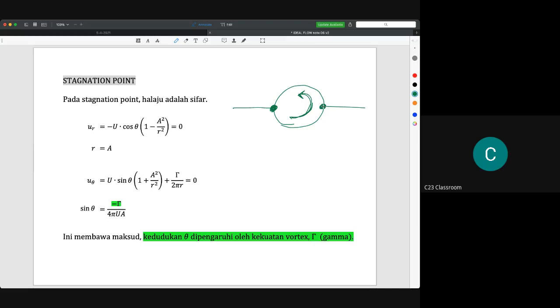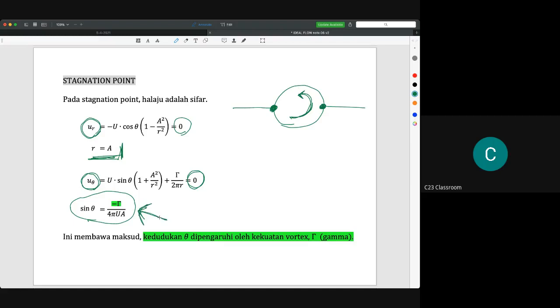Okay. When you do a calculation about the stagnation point, the rule of thumb that you must follow is that the velocity is equal to 0. So we use the advantage of the stagnation point, which is that the velocity is 0. Let's say we start with UR here. If UR equals 0, we prove that R is constant, which is equal to A. And then when we have U theta here equal to 0, we find that sine theta here is actually equal to negative gamma over 4 pi UA.